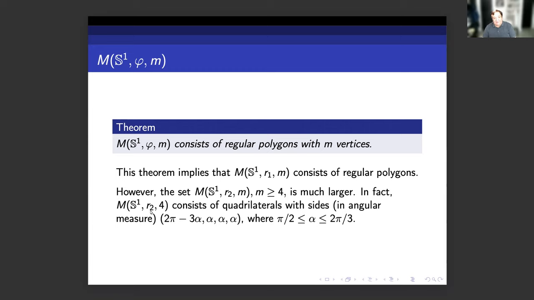The M sets with s equal to two form a one-parameter family: four points of a quadrilateral on the circle. In angular measure, it is 2 pi minus 3 alpha, alpha, alpha, alpha. One side has angular measure 2 pi minus 3 alpha, and the three others equal alpha, where alpha is between pi over 2 and 2 pi over 3, between 90 and 120 degrees. This already looks strange, because usually we know the answer is always a regular simplex, but not in this case.